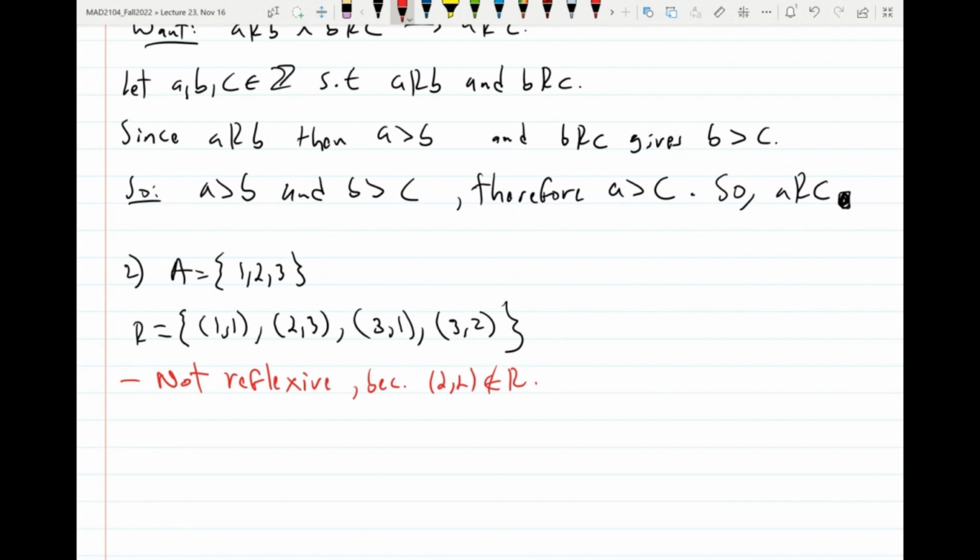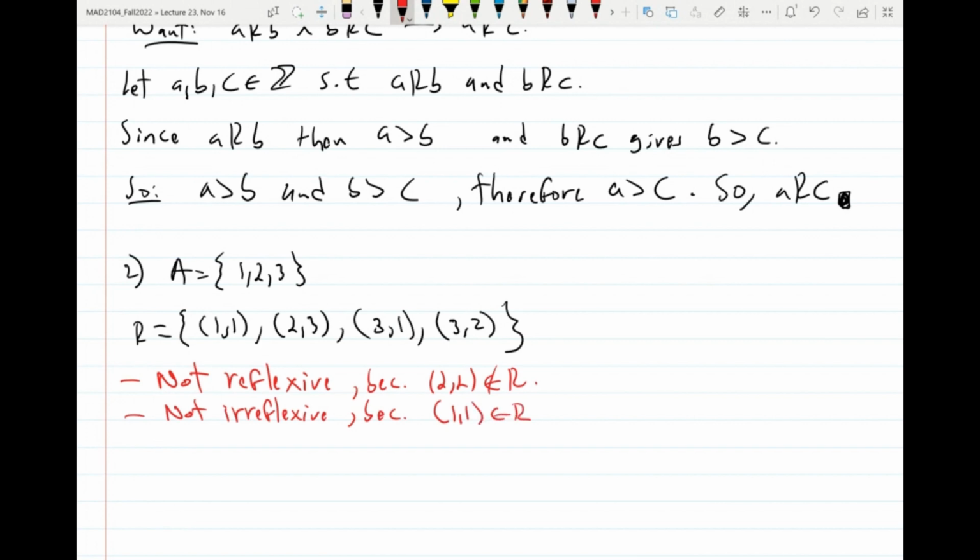Yes? Okay, it's not reflexive. Now, is it irreflexive? Yes or no? No. Why? Because 1, 1 is there, right? So this is not irreflexive, and you could say, well, because 1, 1 is there.